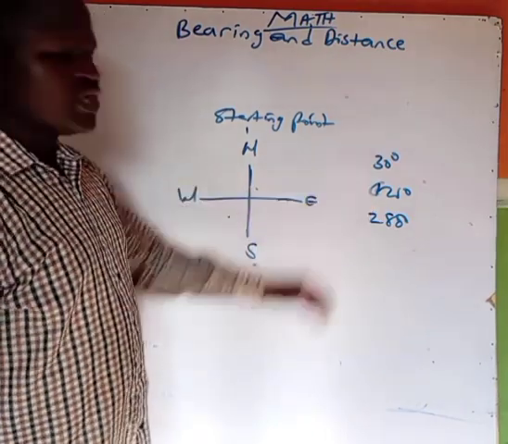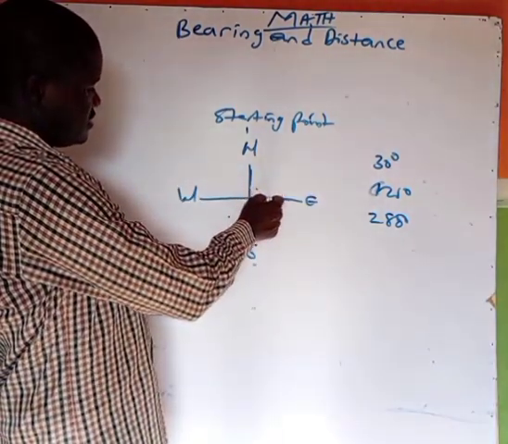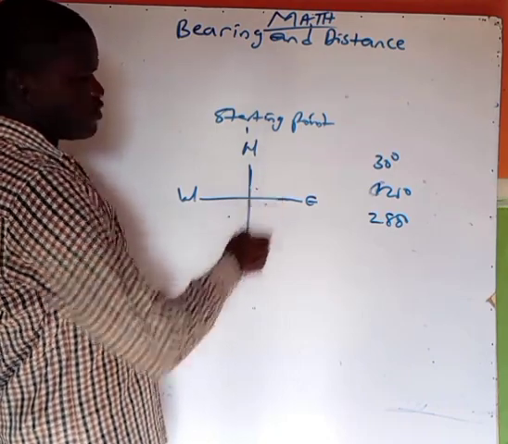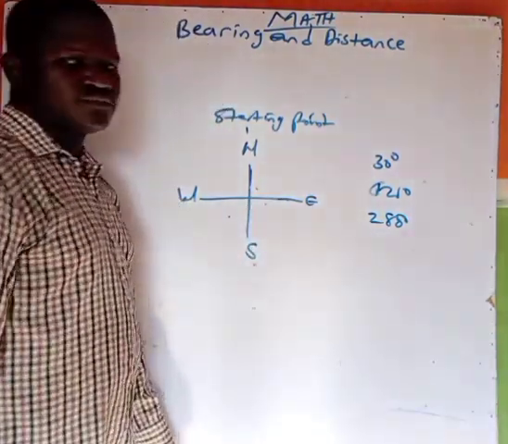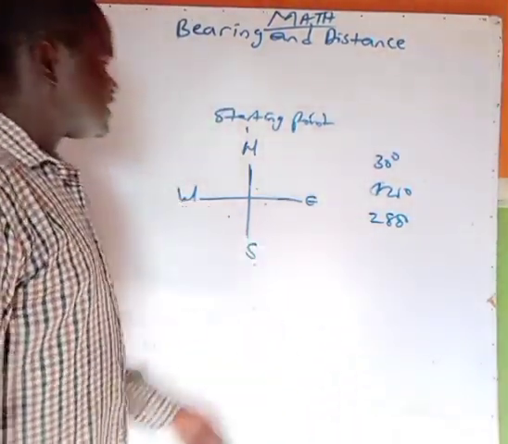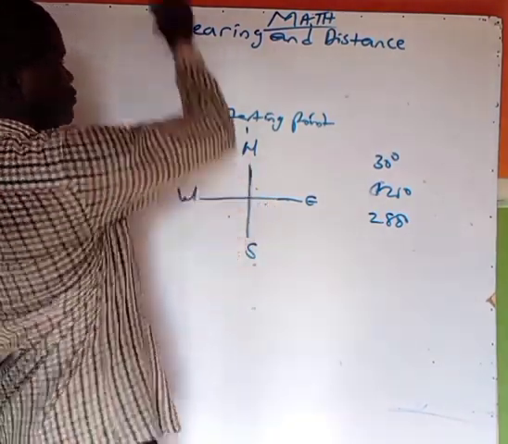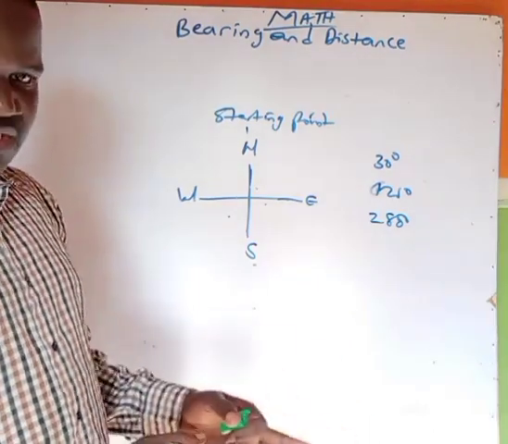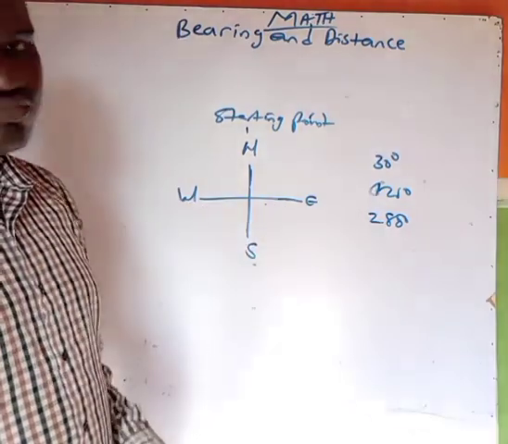The same thing with 120. As you know this is 90, so you move from here, 90 plus part of this, which is 120. So you move down like this. If it is 280, here is 270, so you move up like this. So that is one way they can give you a direction.